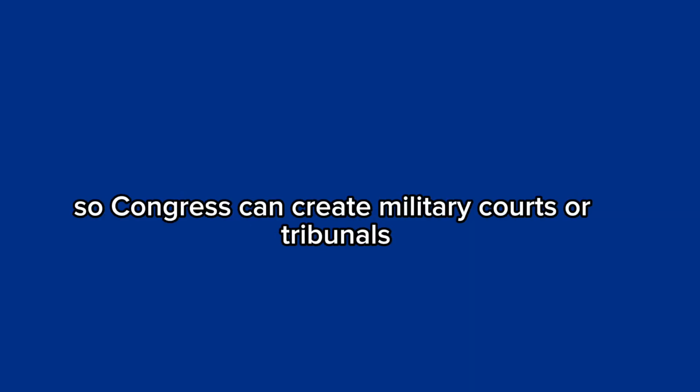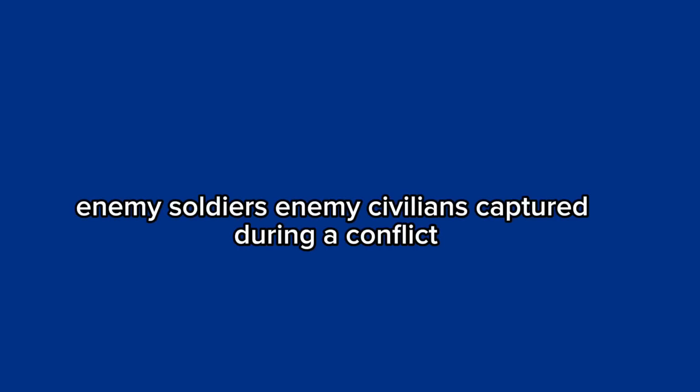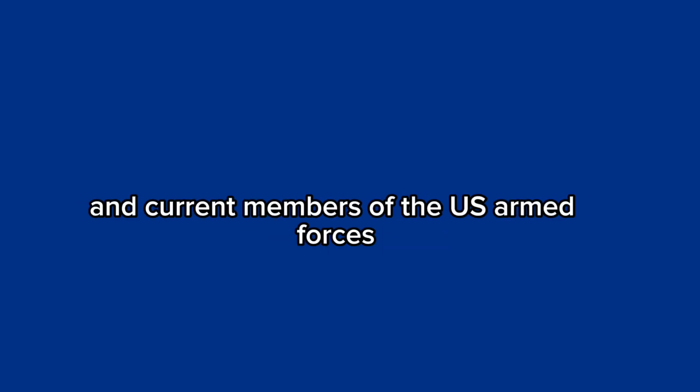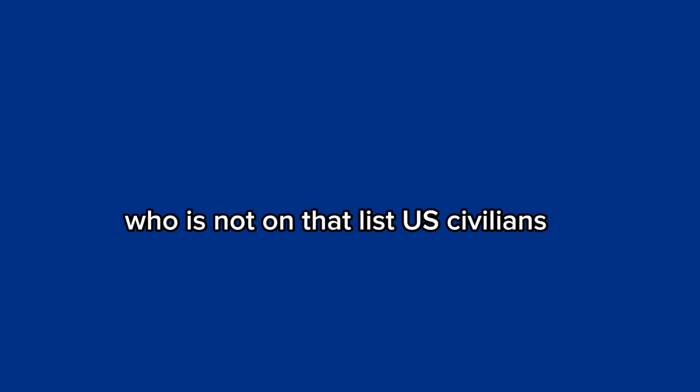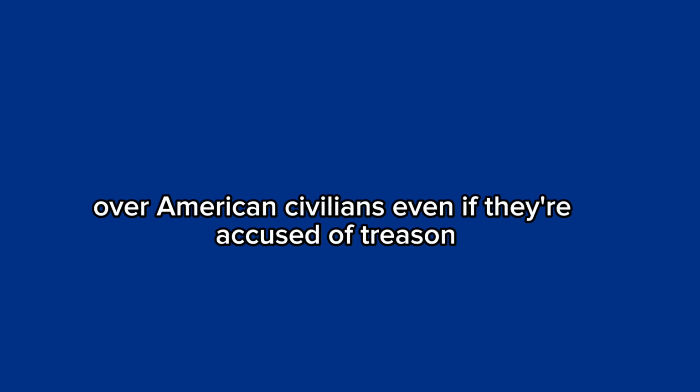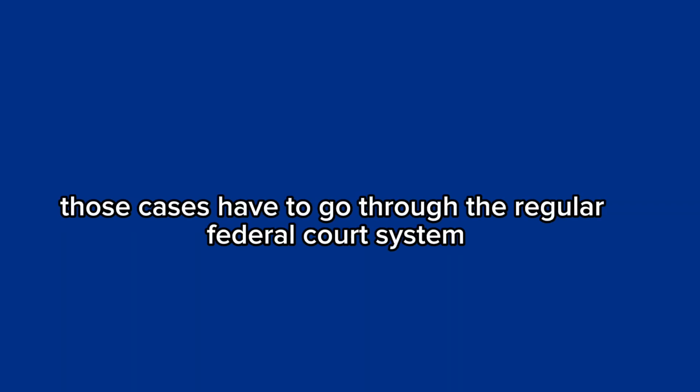So Congress can create military courts or tribunals. Yes, they can. Who can legally be tried in these courts? The law is very clear on this. They have jurisdiction over three groups: enemy soldiers, enemy civilians captured during a conflict, and current members of the U.S. Armed Forces. Who is not on that list? U.S. civilians. Military courts have absolutely no jurisdiction over American civilians, even if they're accused of treason or committing crimes alongside the military. Those cases have to go through the regular federal court system.